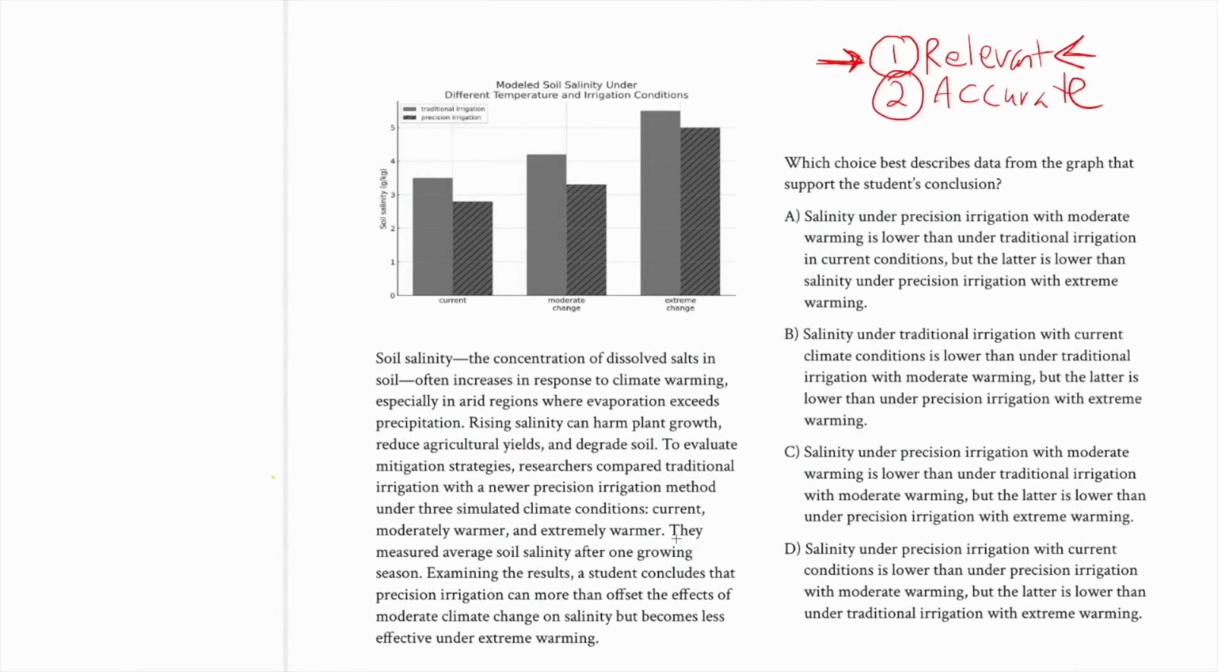And so I'm going to express this in terms of some inequalities here. Okay, so we've got precision irrigation under moderate climate change. Our graph is showing soil salinity here. So if we can offset the effects, that means that precision irrigation under moderate climate change is going to result in less salinity, less salty soil than what we would find with traditional irrigation under the current climate conditions. To say that it can more than offset the change, what does that mean?